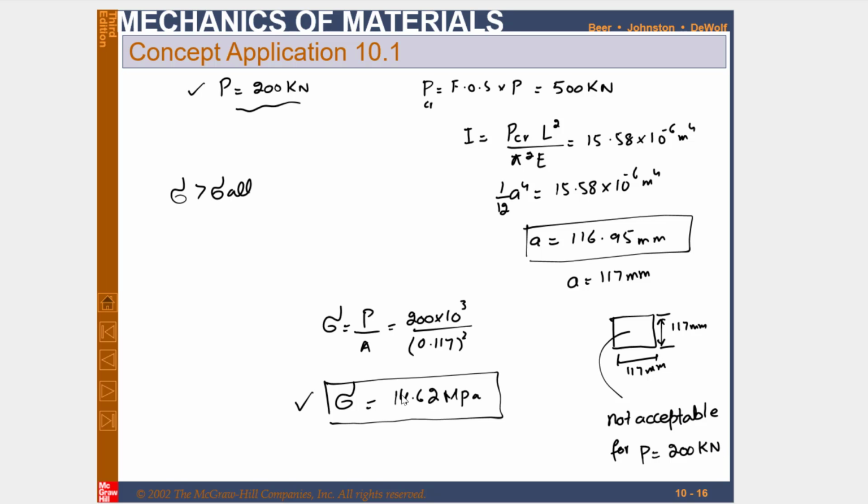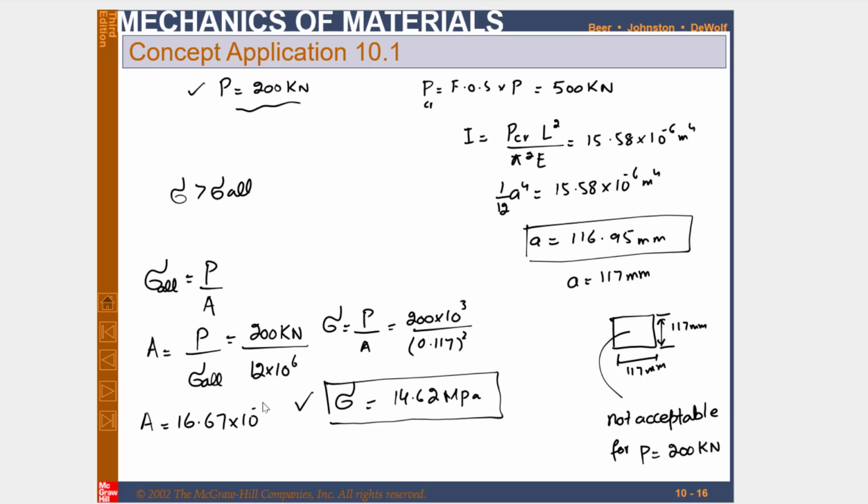So what will you do? You can find out the cross sectional area by using allowable stress. So allowable stress is equal to P divided by A. Clear? So you can have A is equal to P divided by sigma allowable. P is 200 because we are going to find out the cross sectional area for this load, and allowable stress is 12 megapascal, so 12 into 10 raised to power 6 pascal. So from here you can get area is equal to 16.67 into 10 raised to power minus 3 square meter.